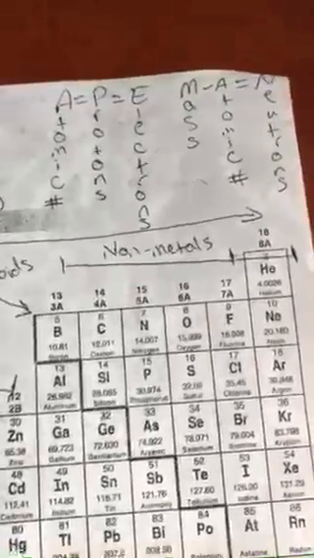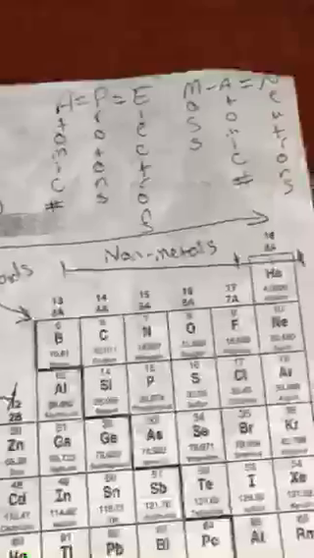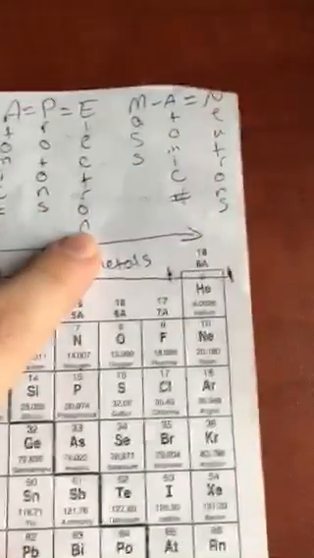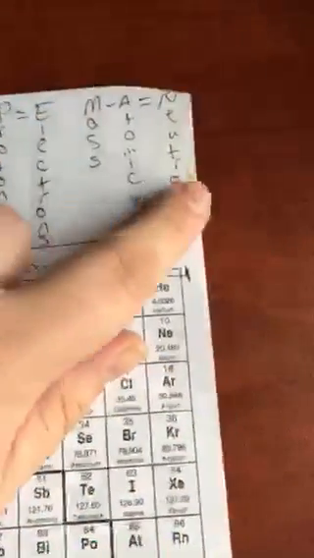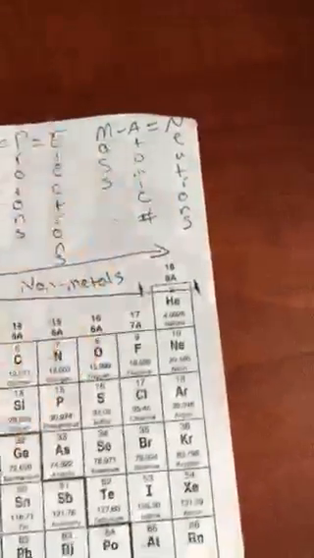The first thing that we need to write down is APE MAN, okay? So that APE, remember, is atomic number equals protons, which equals electrons. And then the MAN part is how we solve for our neutrons, which is mass minus atomic number equals neutrons.